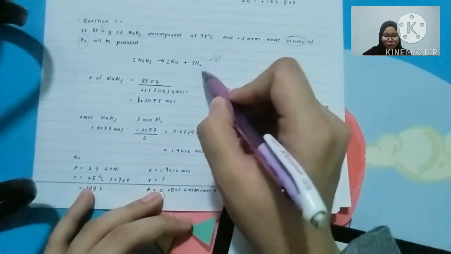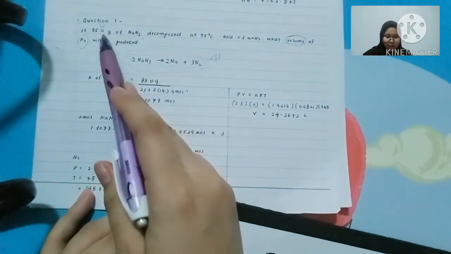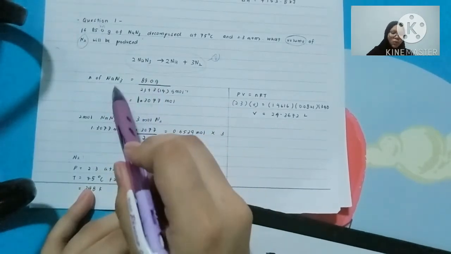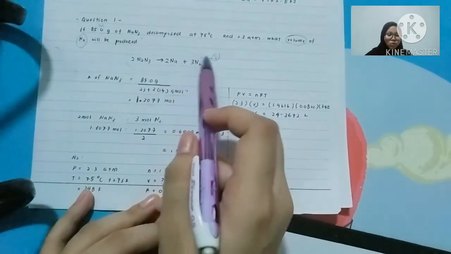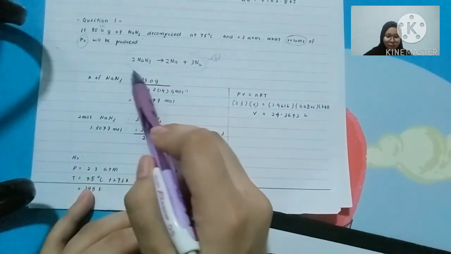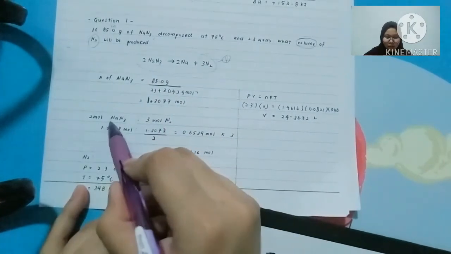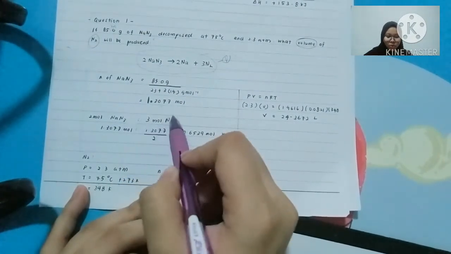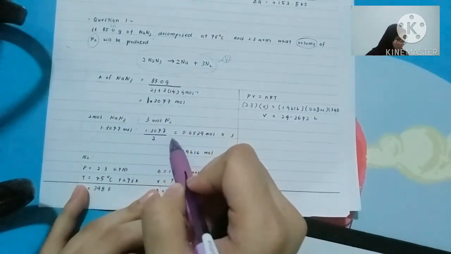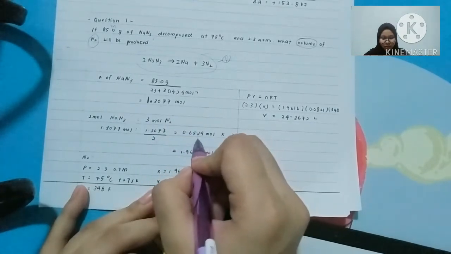So bila kita dah buat equation yang pertama, sebab dia dah bagikan mass untuk NaN3, kita boleh cari dia punya mole of NaN3. Bila nak cari mole N2, kita kena cari mole NaN3 dulu, baru kita boleh nisbahkan dia. Okay, so 2 mol NaN3 membentuk 3 mol N2. So 1.3077 mol kita bahagikan dengan 2. Lepas tu akan dapat 0.6529 mol.